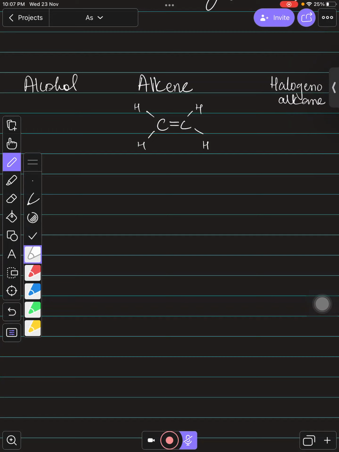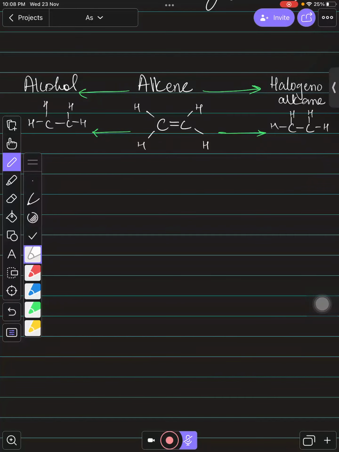So we can convert alkenes into these two homologous series. I can convert alkenes into halogenoalkane. I can convert alkenes into alcohol as well. What I just need to know is that the double bond is going to be broken down, and the hydrogens are in their own places.